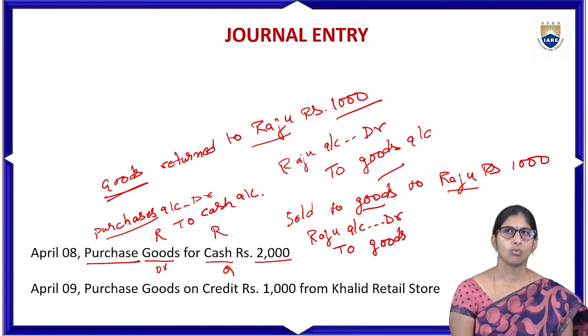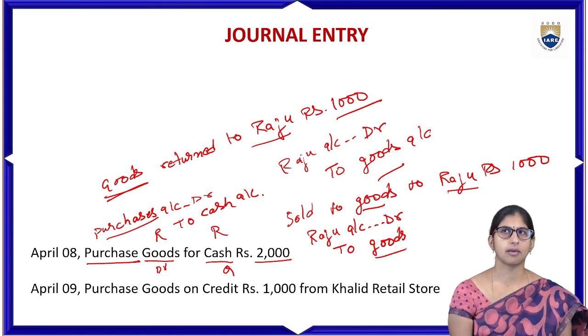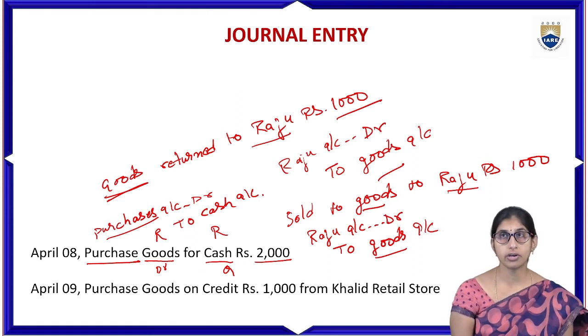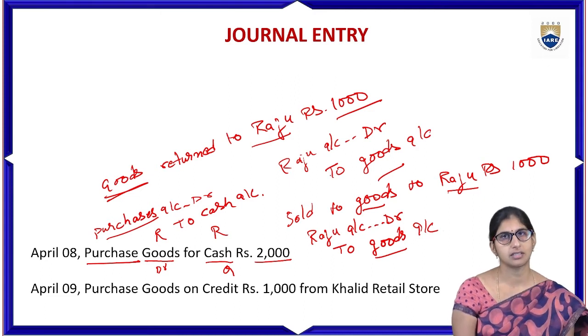So here what will happen is, here Raju account debtor to goods account. Here also Raju account debtor to goods account. Here there is same. Here goods is a common thing. So now I will not know whether this transaction is of sales or whether this transaction is of purchase returns.